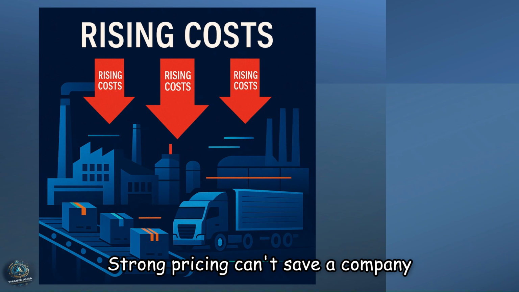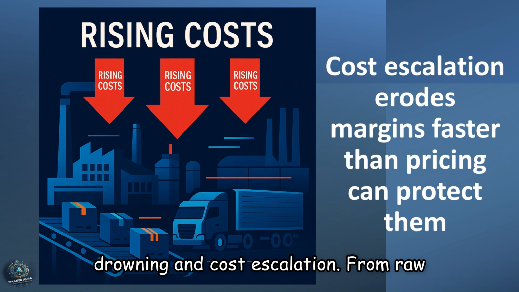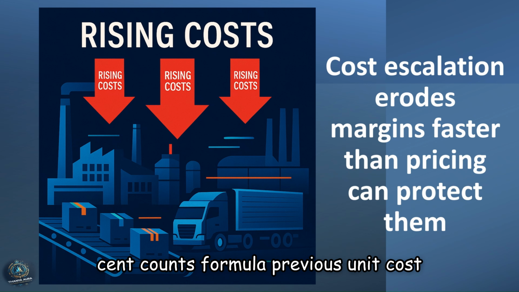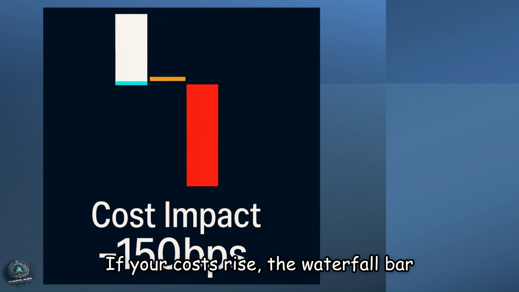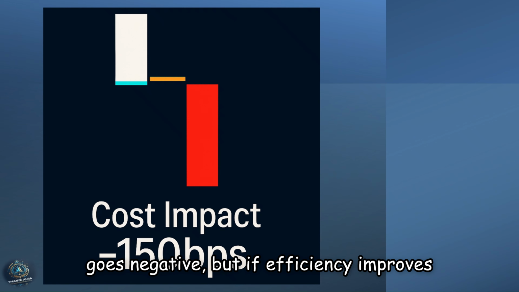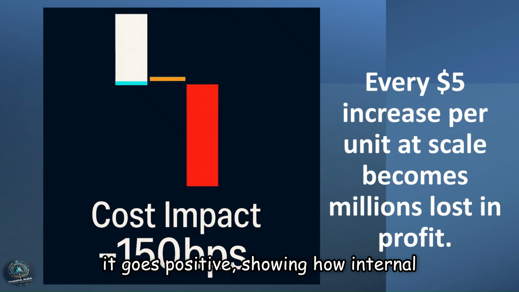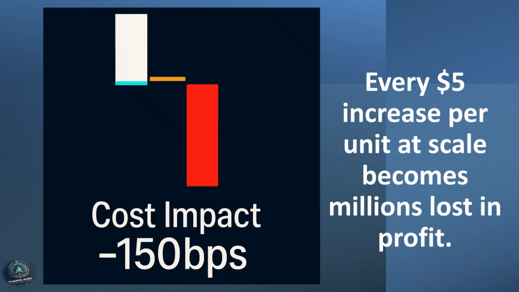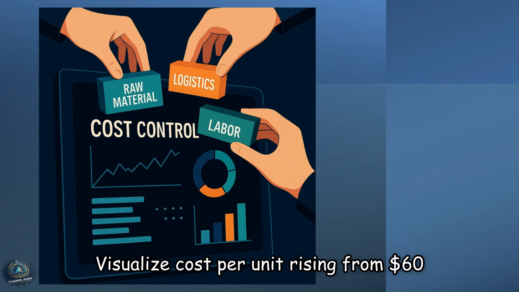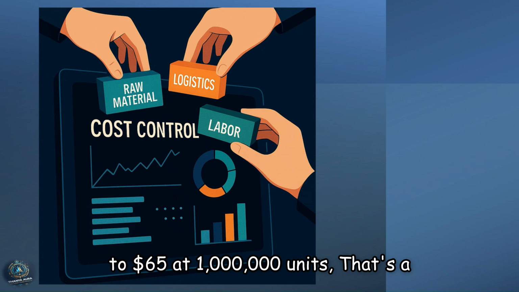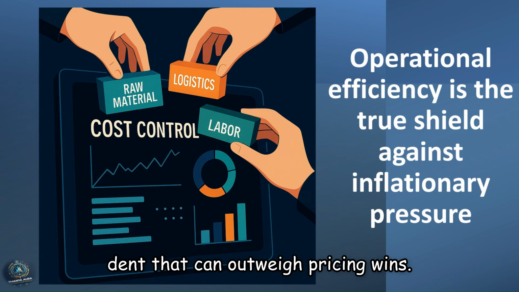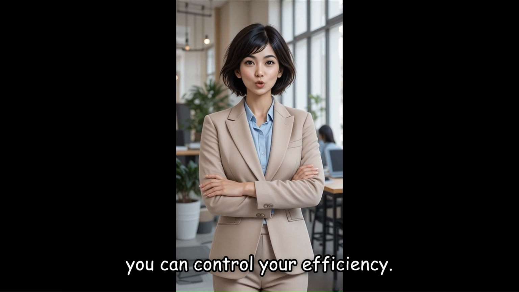Strong pricing can't save a company drowning in cost escalation. From raw materials to logistics and labor, every cent counts. Formula: previous unit cost minus current unit cost, times current volume. If your costs rise, the waterfall bar goes negative. But if efficiency improves, it goes positive, showing how internal performance shields your margin from inflation. Visualize cost per unit rising from $60 to $65. At 1 million units, that's a $5 million hit to gross profit, a big dent that can outweigh pricing wins. You can't control the market price, but you can control your efficiency.